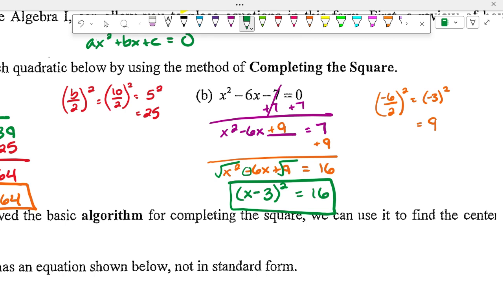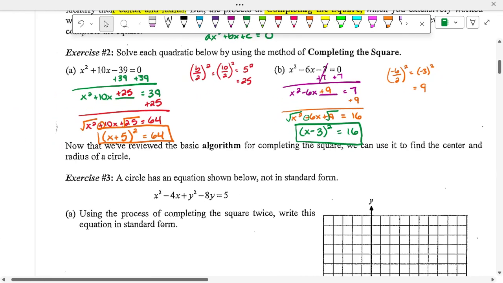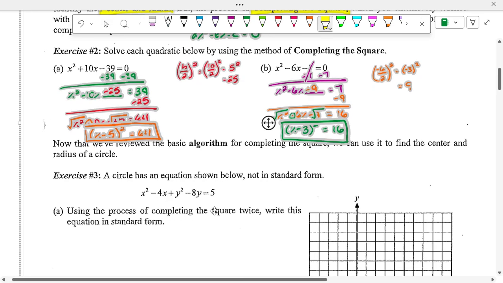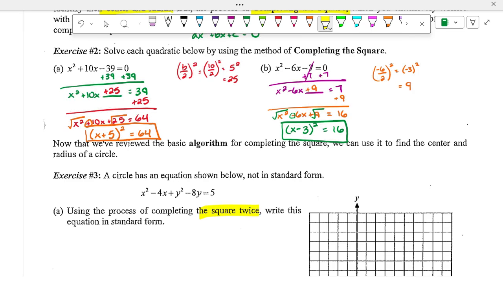Now, to find the equation of the circle, we're pretty much going to do that exact same method again, but we're going to do it twice in one problem. So you're going to do it for the x's and you're going to do it for the y's. All right. So again, you're going to complete this process by completing the square twice.